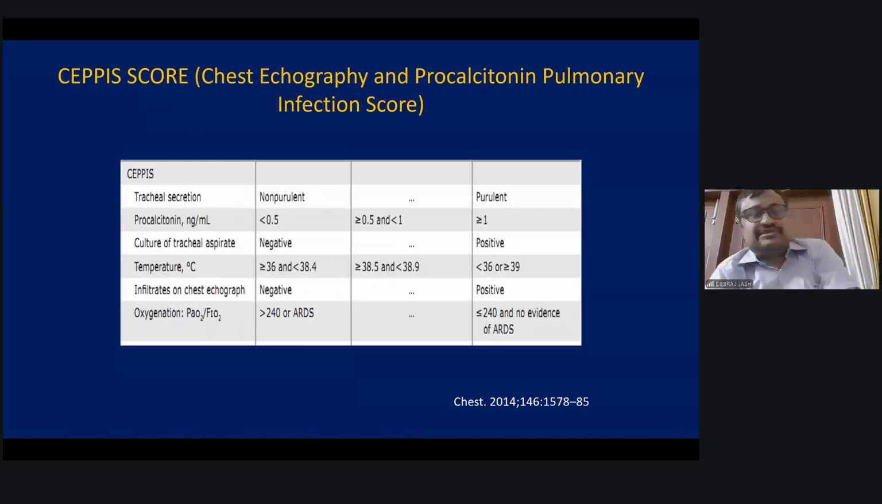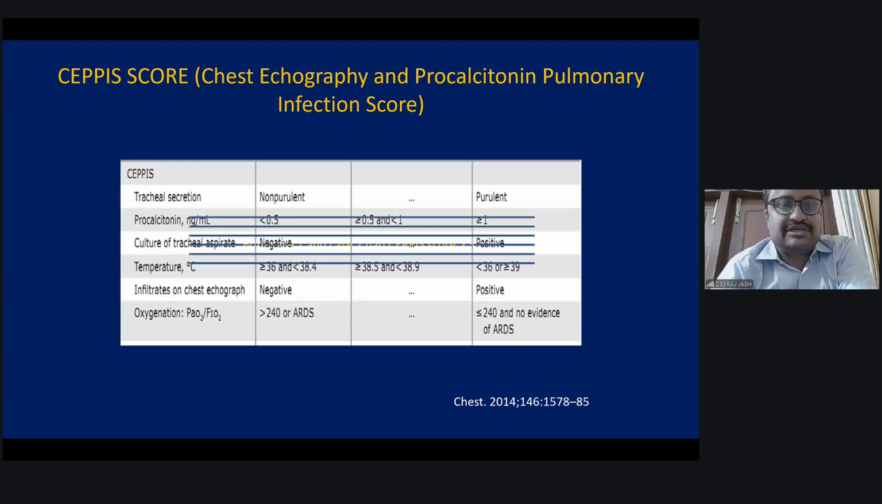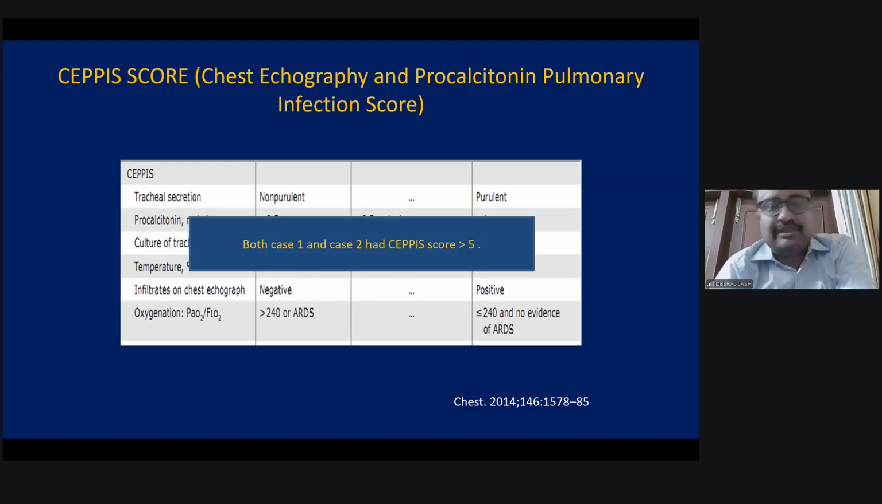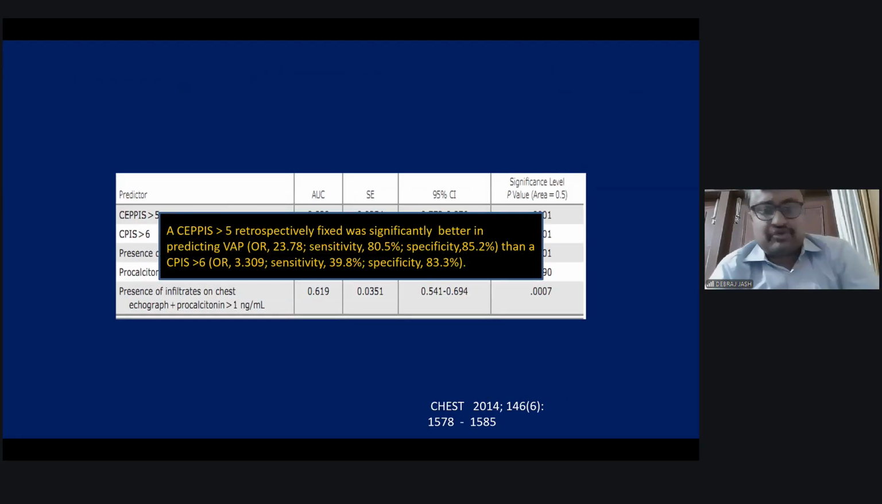There is another score called the SEPI score. SEPI score is mostly the same as the CPIS score, but it incorporates procalcitonin. So the additional factor is procalcitonin. Apart from that, tracheal secretion, culture of tracheal aspirate, temperature, infiltrates on chest X-ray, oxygenation, all the things are there. Both the cases had a SEPI score of greater than 5. So SEPI score was probably relatively better in predicting the VAP.